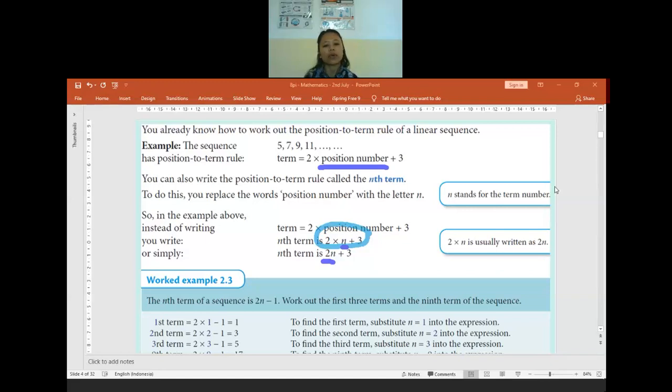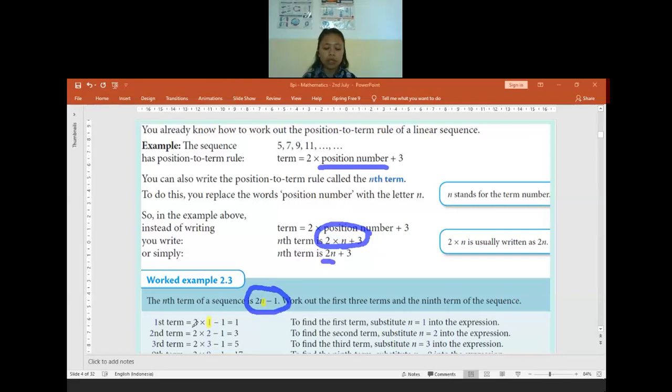Here we already have the nth term, 2n minus 1. Last time, from the position number, we replaced the position number with whatever number of the term we are going to find. Here, because this is only the letter n, it is the same thing: the letter n we replace with whatever term we are looking for. If it is the first term, the letter n here we replace with number 1. It will be 2 times 1 minus 1, which equals 1.